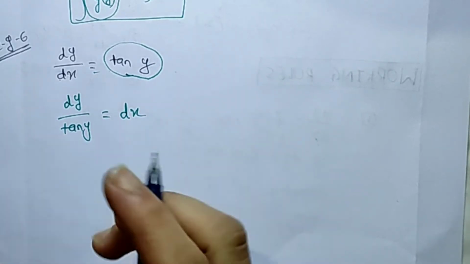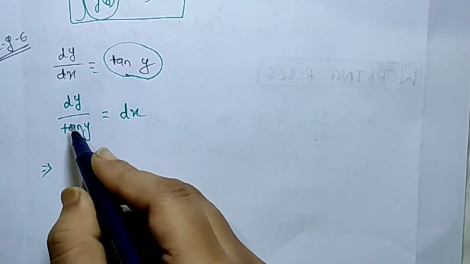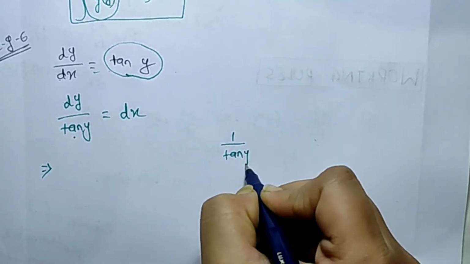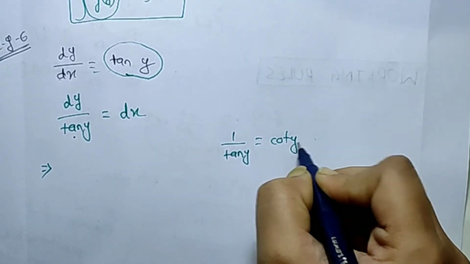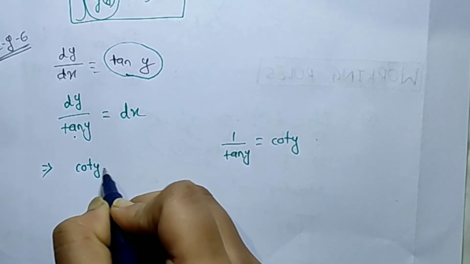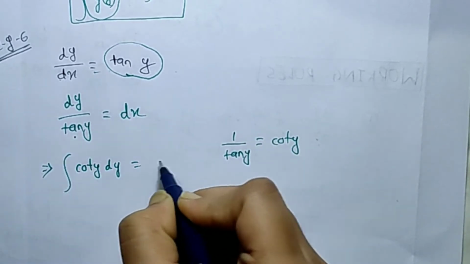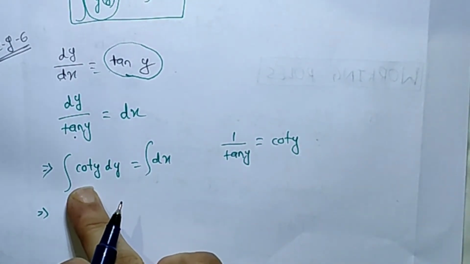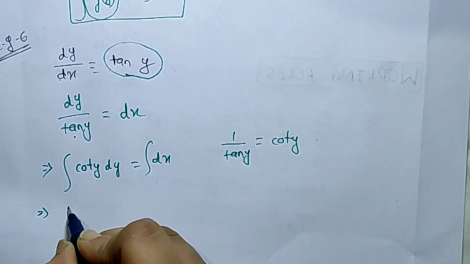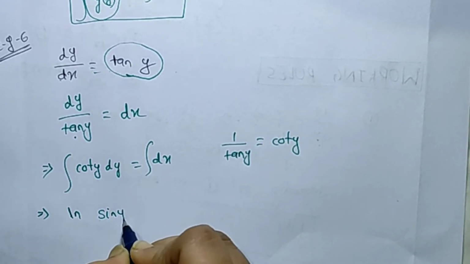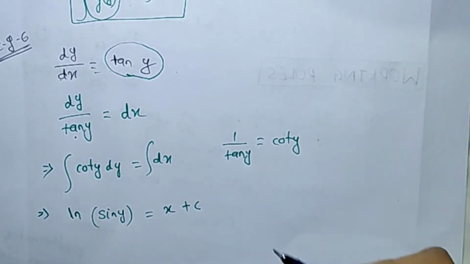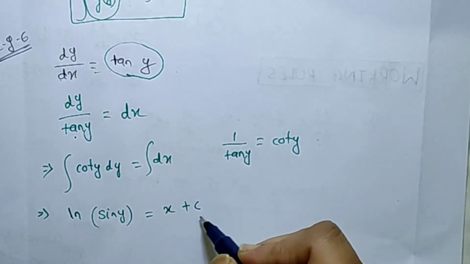I can write it in this way, which implies 1 by 10y, we know 1 by y is cot y. So this is the integration of cot y dy is equal to the integration of dx. This is a direct formula. The integration of cot y is ln sin y, and the integration of dx is x plus c. c is the integrating constant.